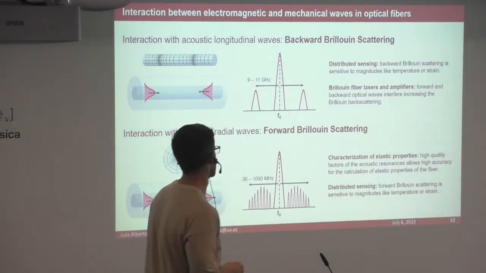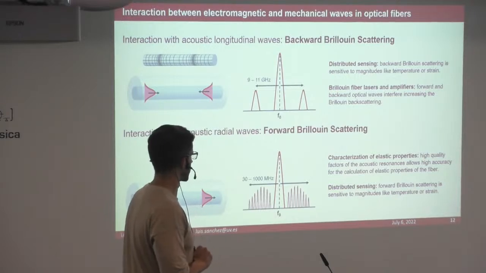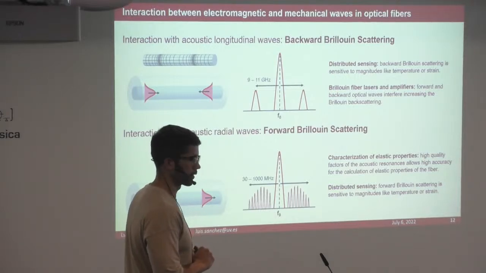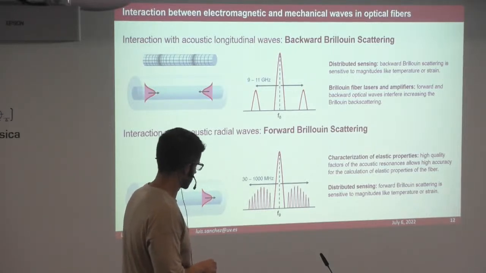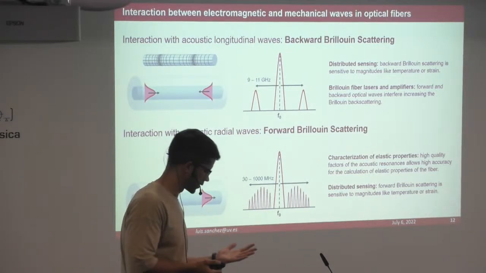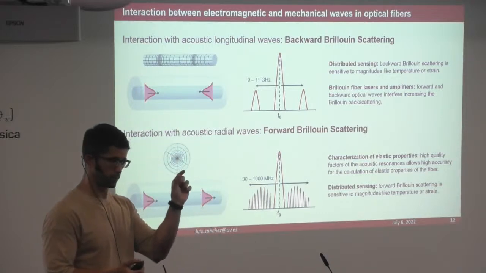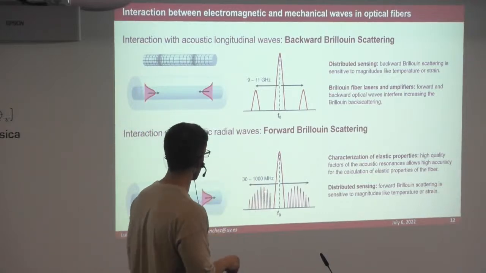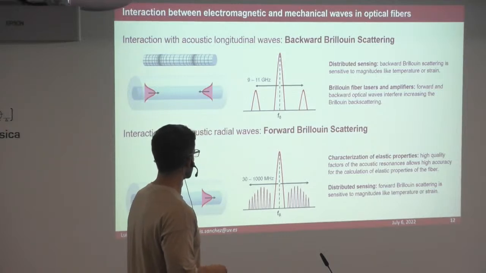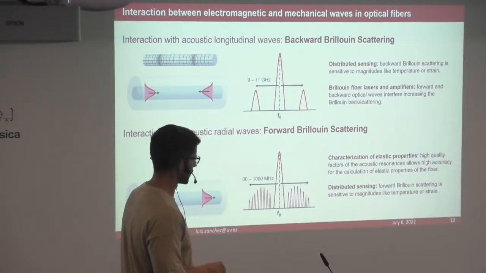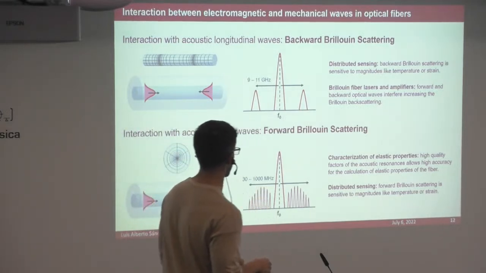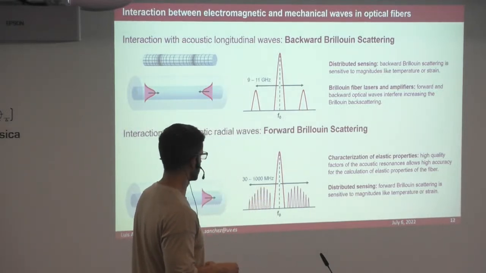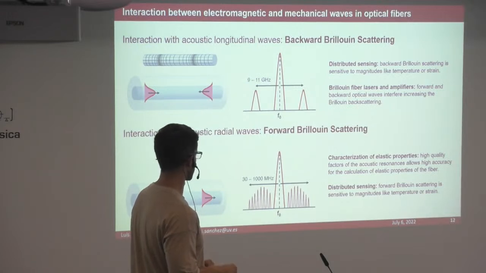We can use this to characterize the elastic properties of the fiber. The high quality factor of these resonances, which is the ratio between the line width and the frequency, means that as they are very narrow, they have really high quality factors, and you can use this to measure with high accuracy some elastic properties of the fiber.